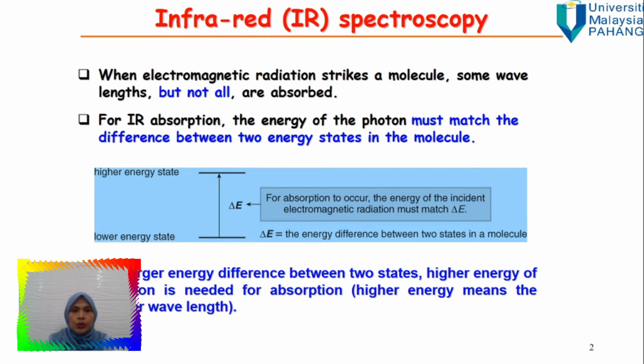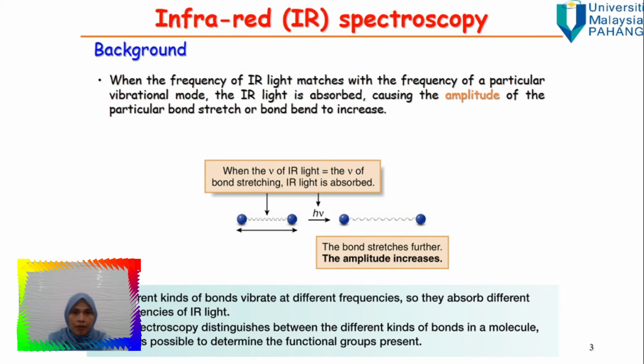So in order to have a signal in infrared spectroscopy, the molecule must absorb a certain energy in the IR equal to the delta E. The larger the delta E, the higher the energy radiation needed for absorption. When the frequency of IR light matches the delta E, also known as the vibrational mode energy, there will be a change in the amplitude of the particular bond, and the amplitude will increase.